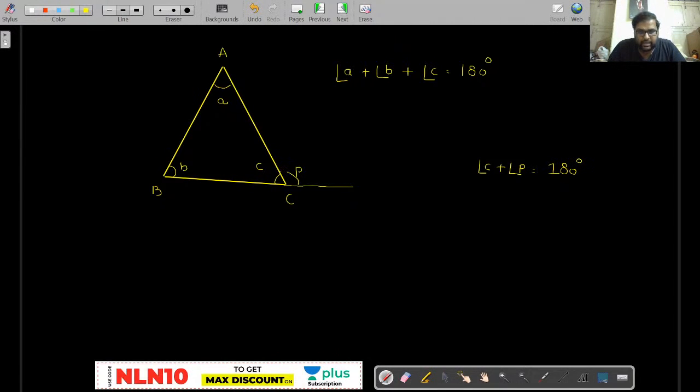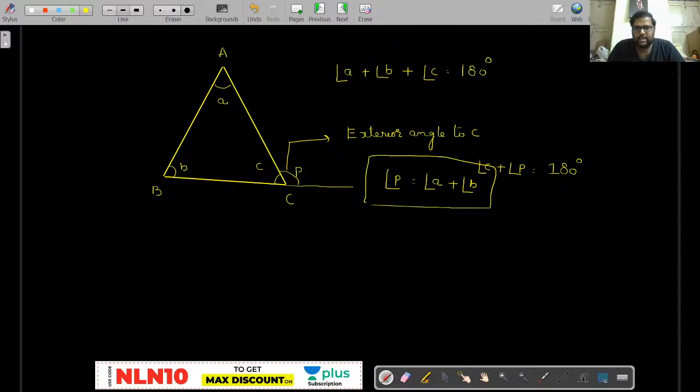Now how do you calculate this angle P? This is called the exterior angle to C. Angle P will be equal to the sum of the interior opposite angles. The interior opposite angles are angle A plus angle B. Am I right or wrong? Right, very good. This is the first basic that you have to learn.